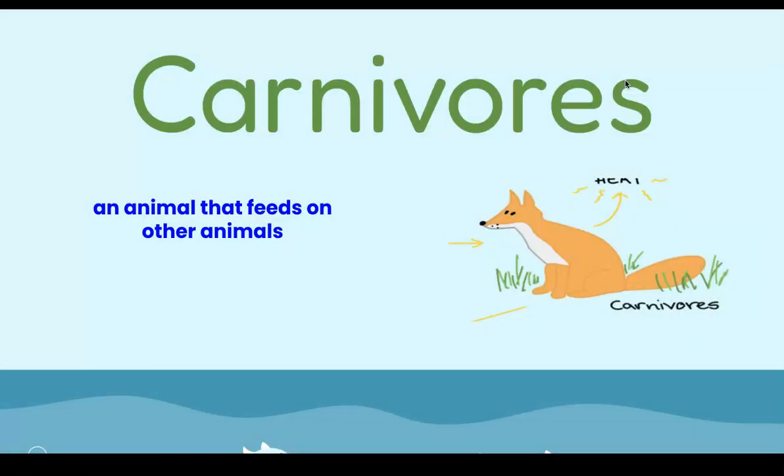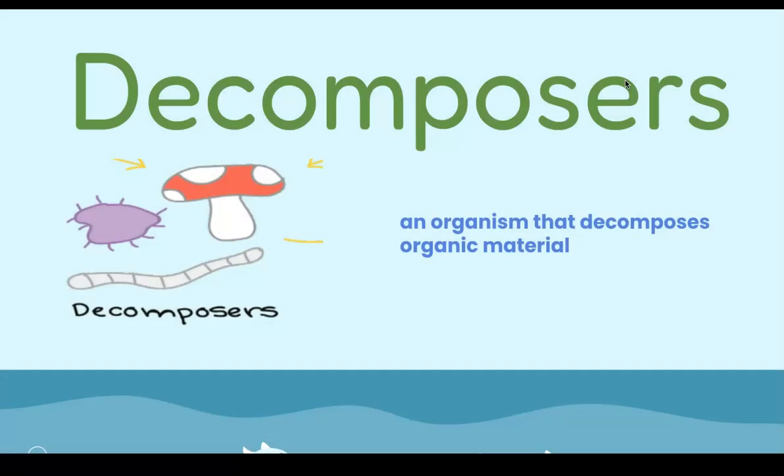The next thing we're going to talk about is a carnivore, and this is an animal that feeds on other animals, like a fox, which eats little rabbits or other little animals, but not any plants. Decomposers are organisms that decompose organic material. So this is mushrooms, worms, bacteria, mostly little things that you're not able to see.